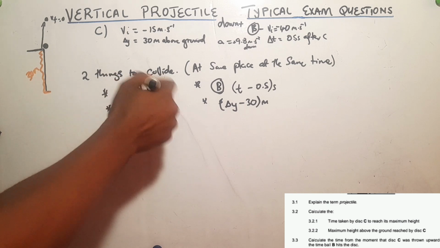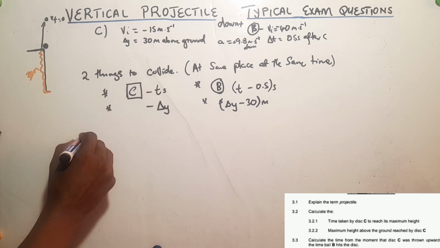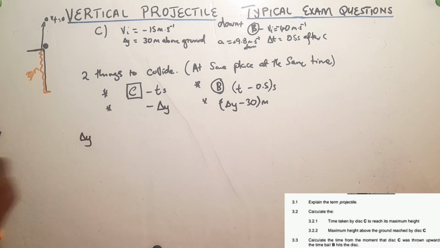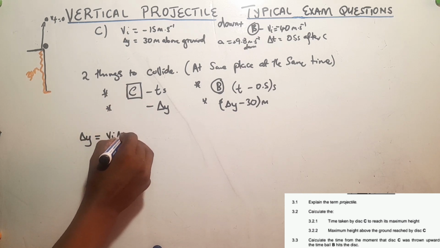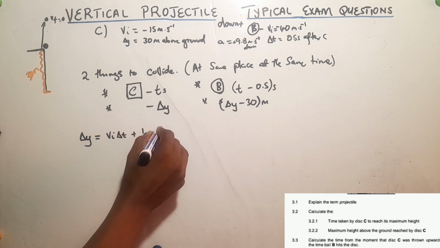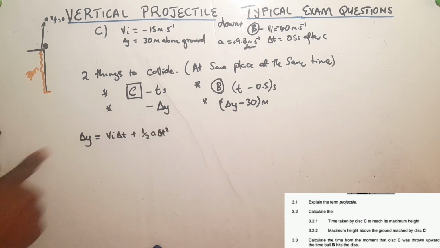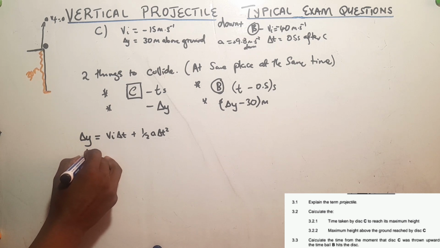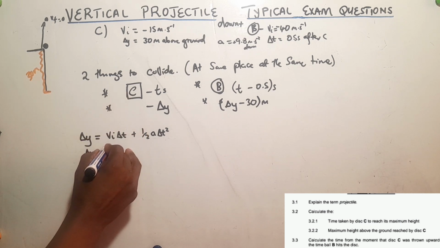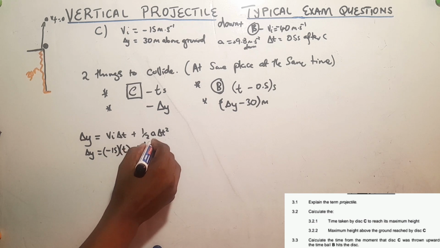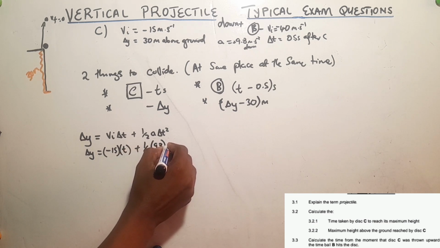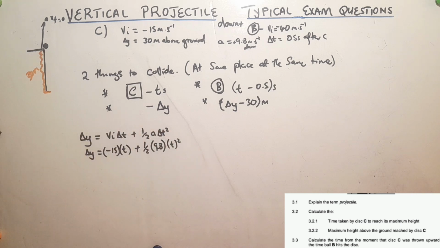So when it comes to disk C, we need to find the formula with displacement and also time, right? According to this, the displacement is equal to v initial times change in time plus half acceleration times change in time squared. So what is our change in displacement? It is the displacement, and the initial velocity there is negative 15, and then time, plus half acceleration 9.8, and then time squared, right?